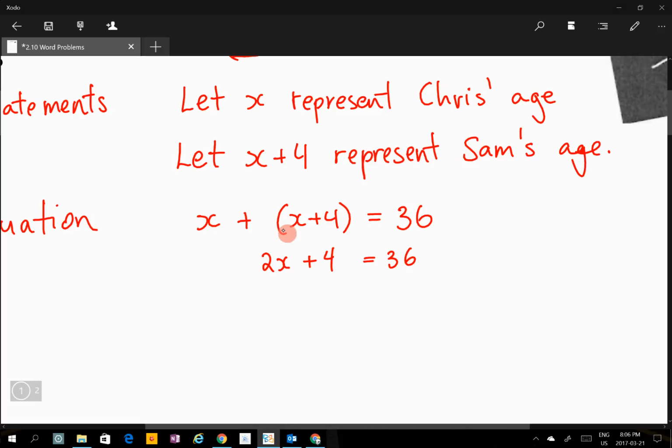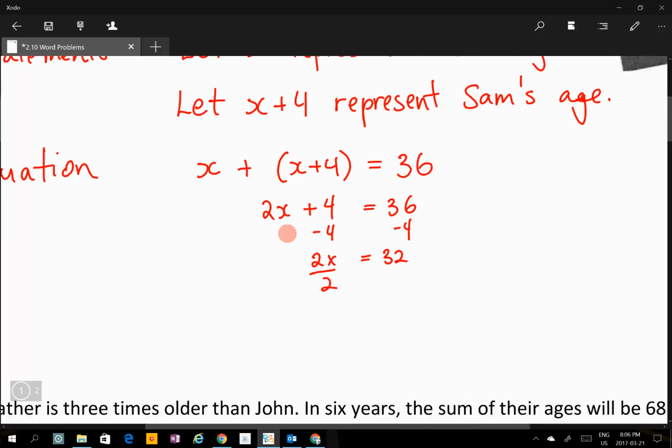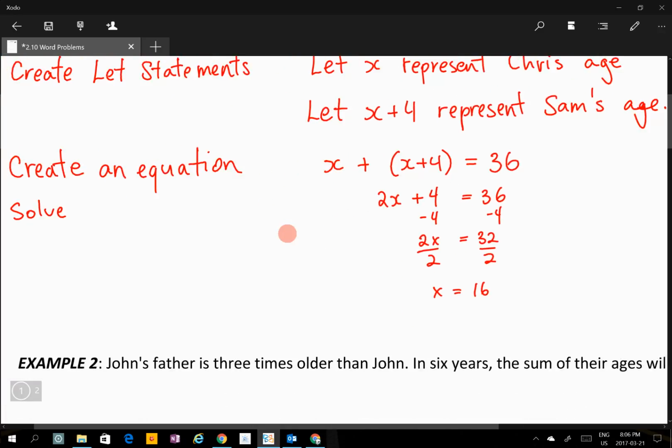Okay, solving for x, if I subtract 4 from both sides, I will have 2x equals 32. And if I divide both sides by 2, I will have x equals 16. Okay, now we have x.